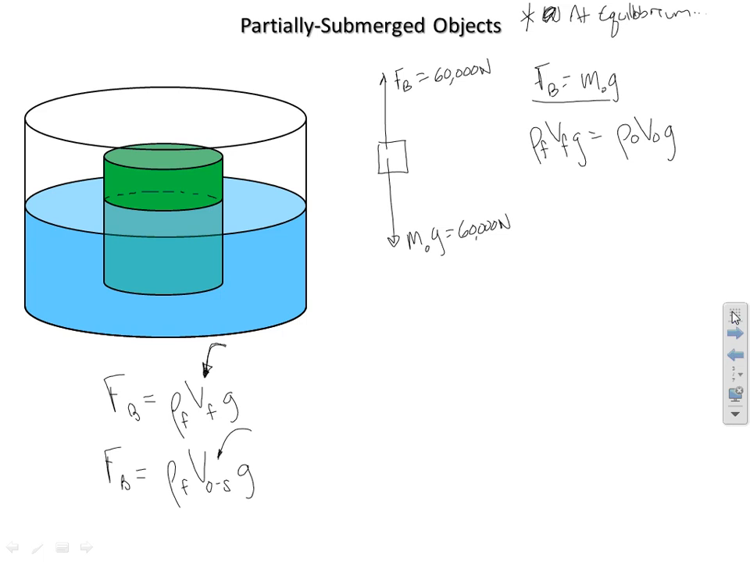Get rid of the G's. Well, let's see. This is rho fluid times V, the part of the object that's submerged, equals rho object times V object. So we can eventually talk about how much of the object is submerged, or the percent of it, really, the fraction of the whole volume. Well, notice that's equal to the ratio of those two densities.